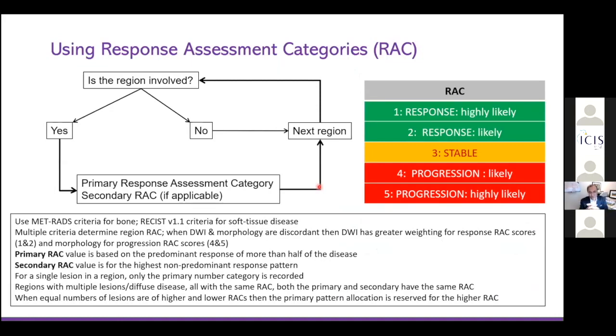So for each body part, you have to assign 2 response assessment categories. Now, the primary response assessment category, shown here, is the predominant response in more than half of the lesions in a particular area. So if you were looking at the thorax, for example, what is the major response in that area? And then the second response assessment category is the second highest non-predominant response pattern.